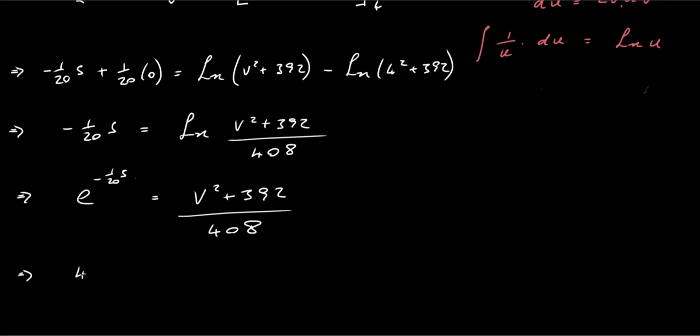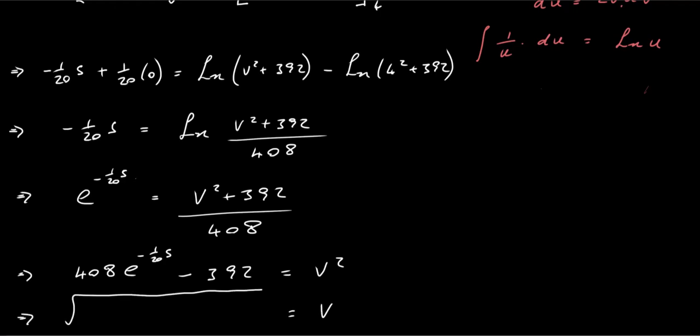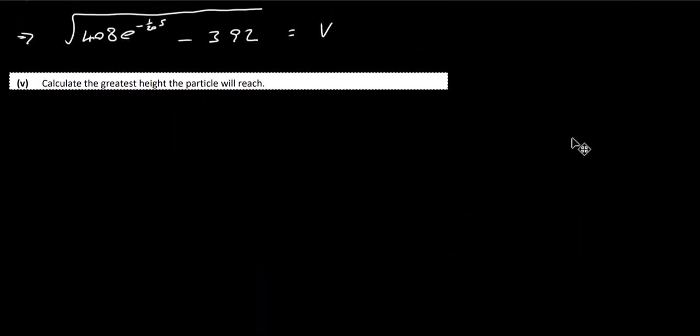So that will be 408 e to the power minus 1 over 20 s. I'm also going to subtract this, so it's minus 392. That gives me v squared. So finally then I just need to square root both sides. So I get the square root of 408 e to the power minus 1 over 20 s minus 392. Okay, next question then, calculate the greatest height the particle will reach.